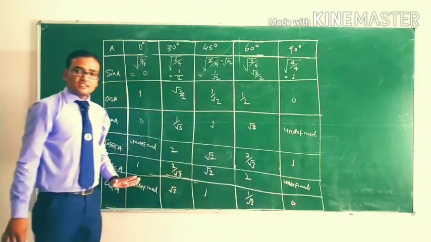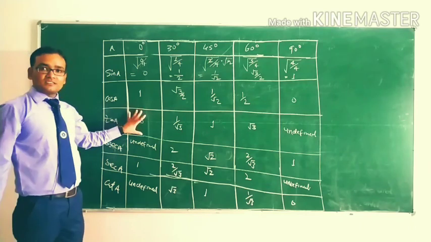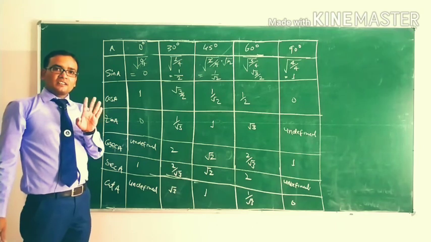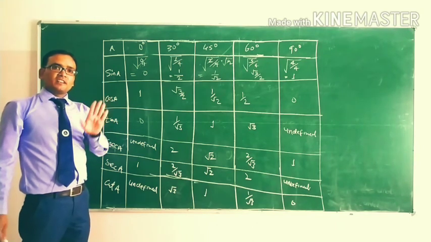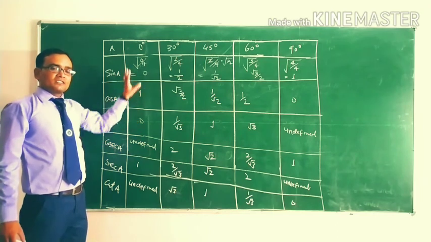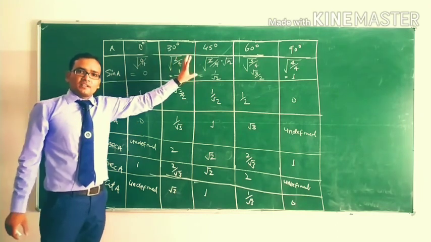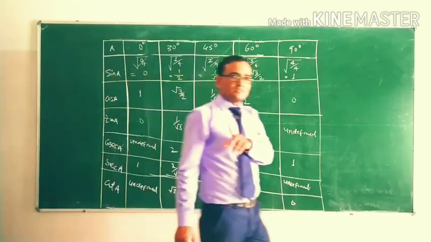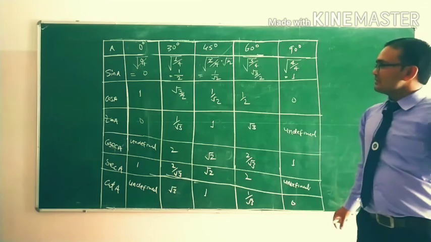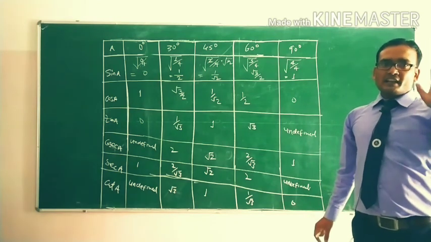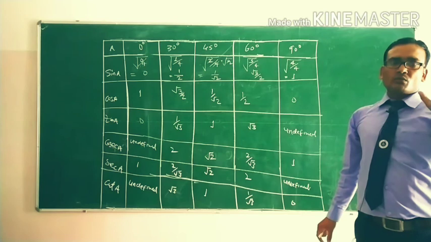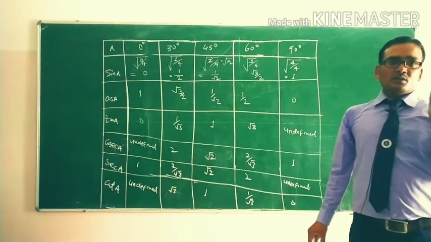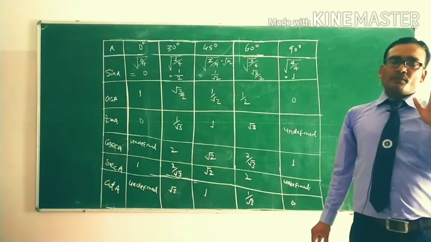Okay students, you understand this table for sin A, cos A, tan A, cosec A, sec A and cot A of the different angles 0 degree, 30 degree, 45 degree, 60 degree and 90 degree. You should learn the values of sin A, cos A, tan A, cosec A, sec A, cot A for these angles.